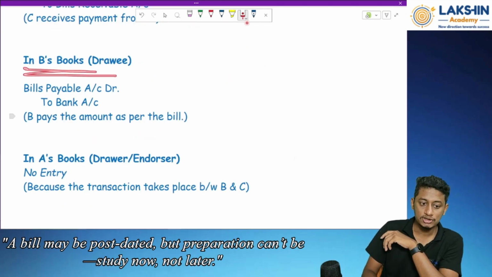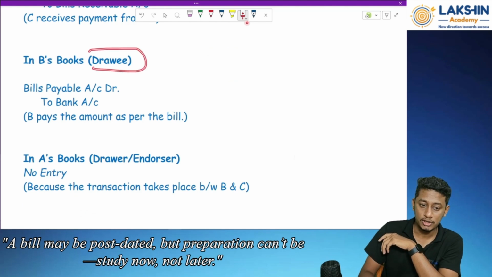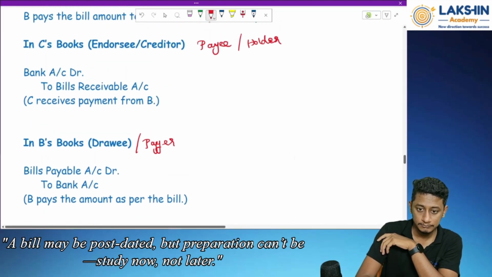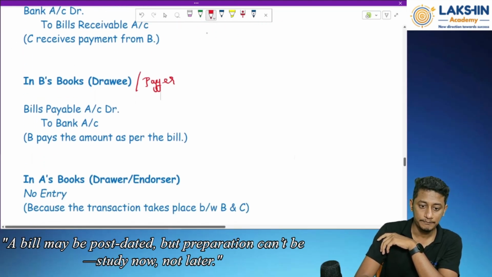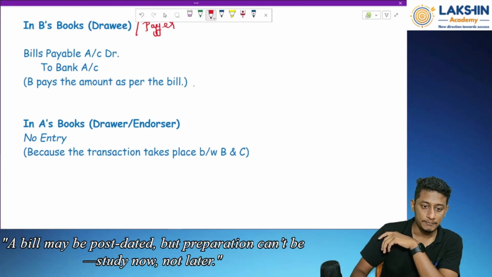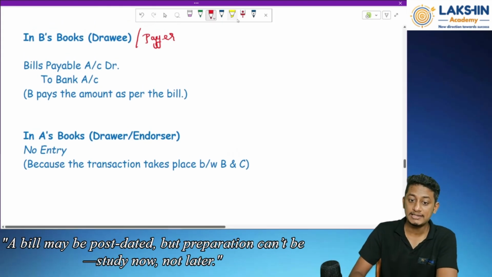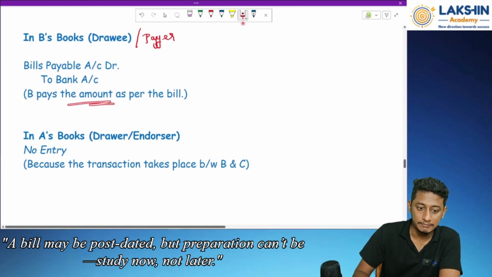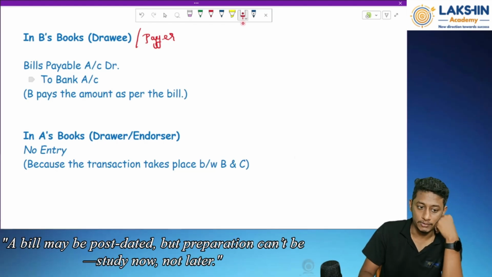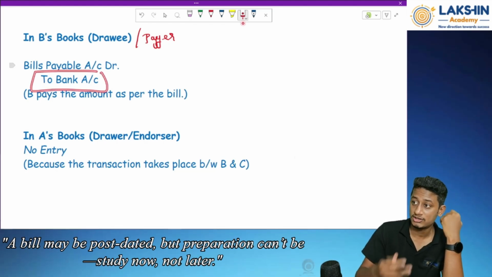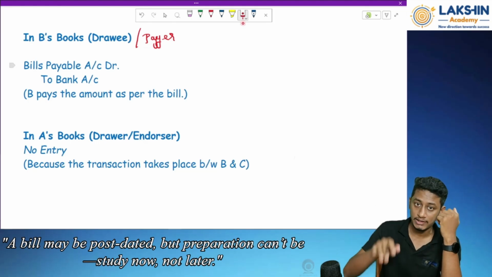So in the books of Mr. B, who is a drawee, or we can call him the payer. So Mr. B, being the payer, makes the payment. So the entry will be what? Again, the same honoring entry which we had passed before. So bank account will be credited. Why? Because he is making the payment. Bank value reduces, so we are crediting it.